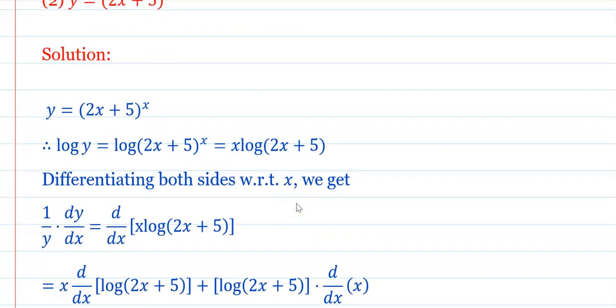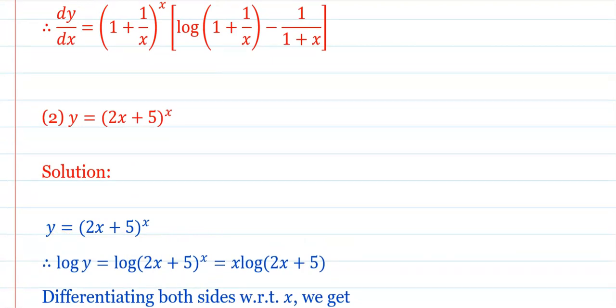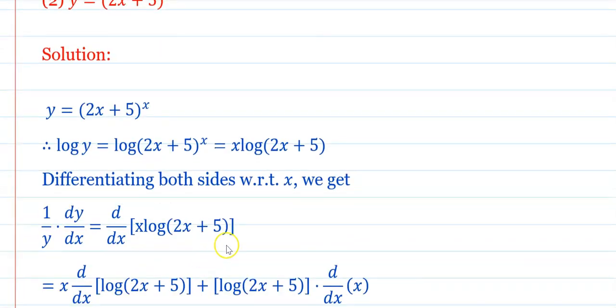Now the next example, y is equal to (2x + 5) bracket is 2x, that is (2x + 5) to the power 2x. Take log on both sides. Log of y is equal to log of (2x + 5) to the power 2x, which can be written as x into log of (2x + 5). Now differentiate this with respect to x.